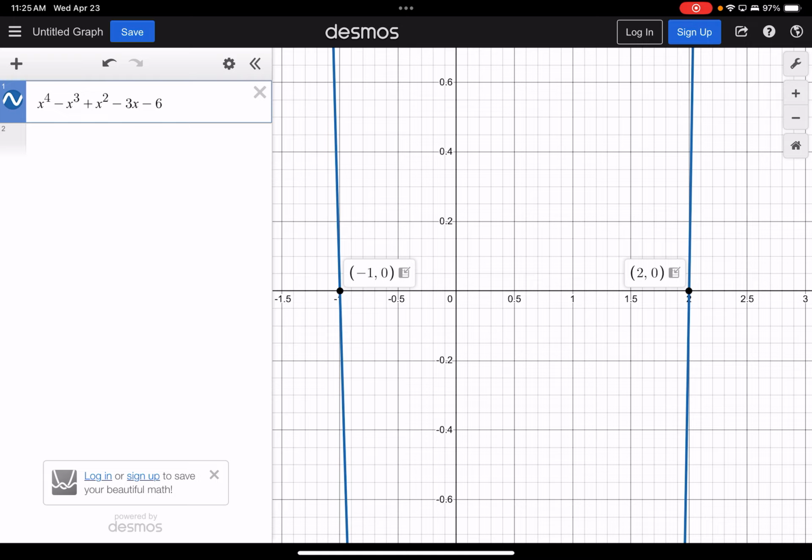Okay? So this is what helps us not have to guess and check. Out of all those factors, those two look like they're going to work. In a calculator, you'd graph it in your y equals screen, and then hit graph, and you should see it cross in those spots.